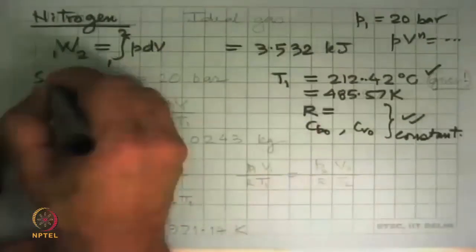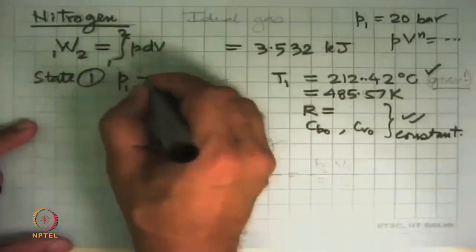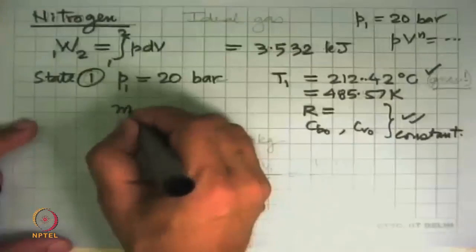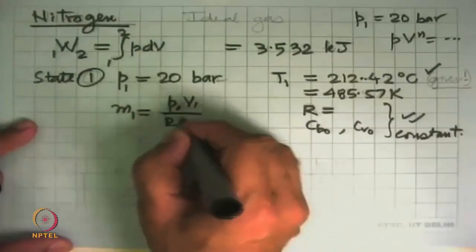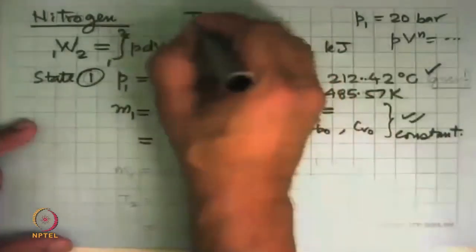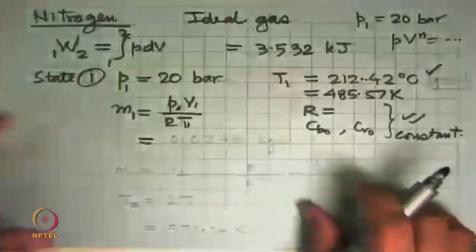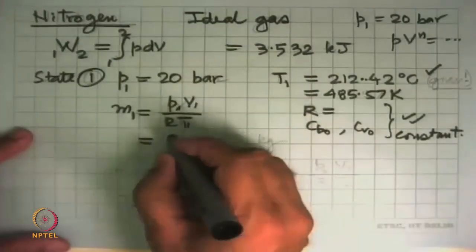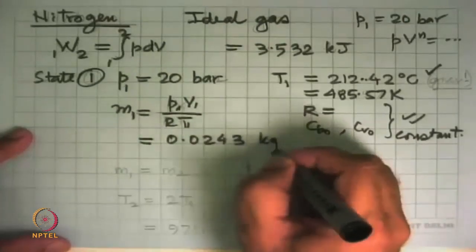So for that we would know what is state 1. State 1 pressure is given, 20 bar. Mass we can calculate from there, P1V1 upon RT1. We are assuming that this has ideal gas behavior, and throughout the process, in every state, the gas behaves like an ideal gas. So that's what we are taking here. When we put this in there, this is 0.0243 kilograms.